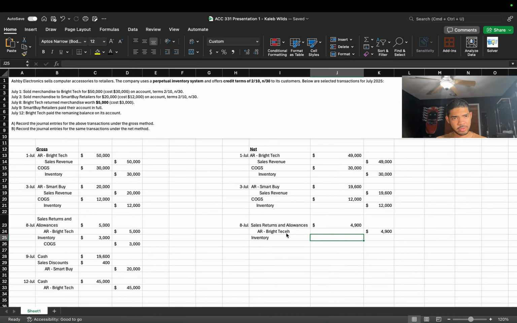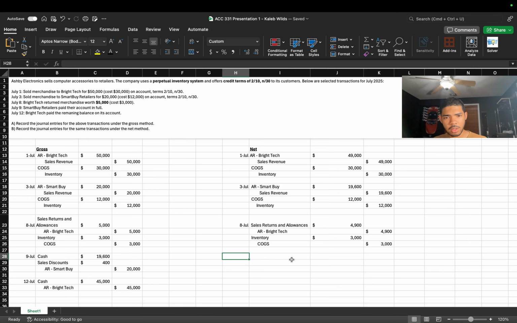Now, Ashby's inventory is going to go back up by $3,000. Again, we're not going to discount this amount because Ashby is the one giving out the discount, not receiving the discount. So yeah, inventory will go back up and then cost of goods sold will go back down.